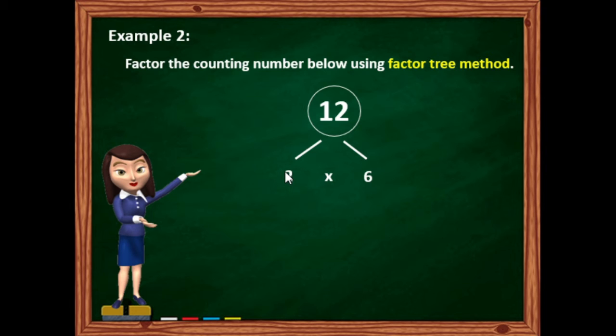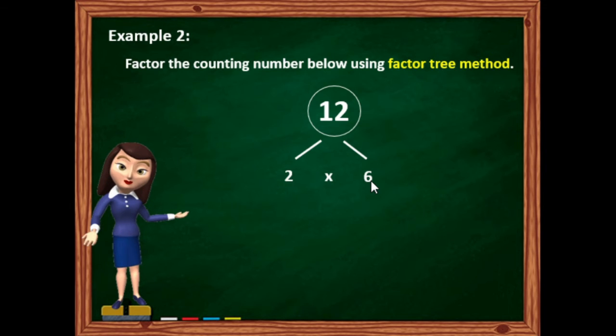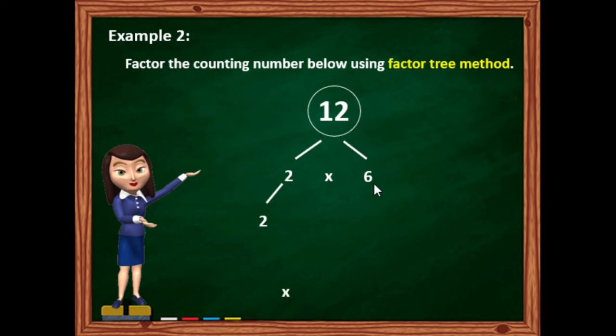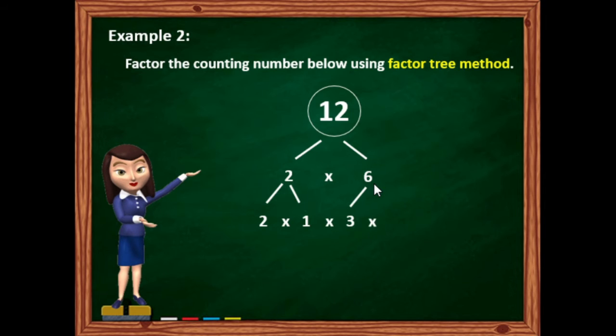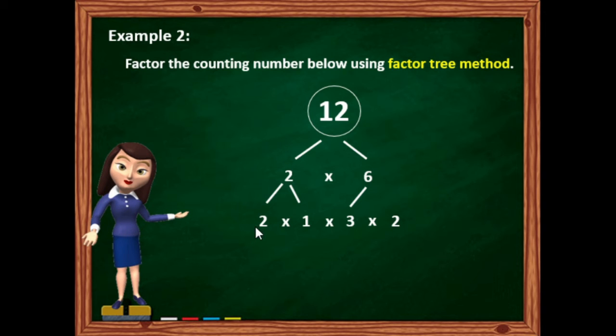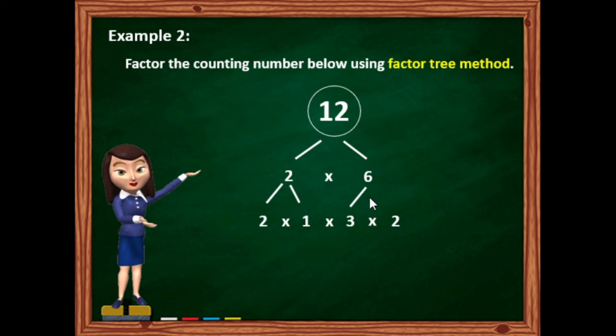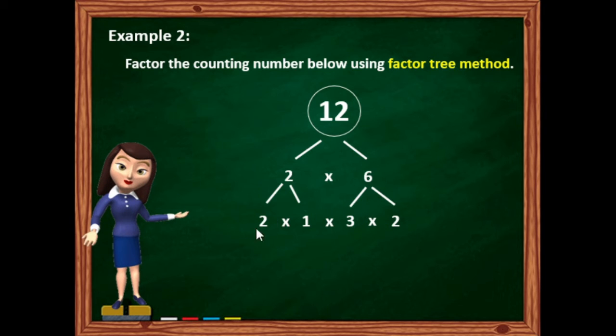2 is not factorable already, so we can have 6. 6 can be 2 and 3, or 3 and 2. 2 can be written as 2 times 1, while 6 can be written as 3 times 2. We stop with these numbers.